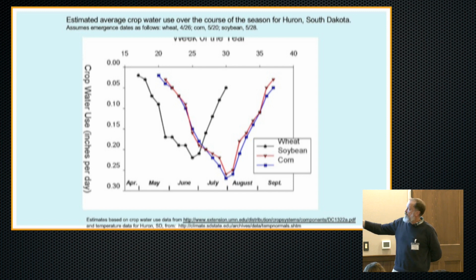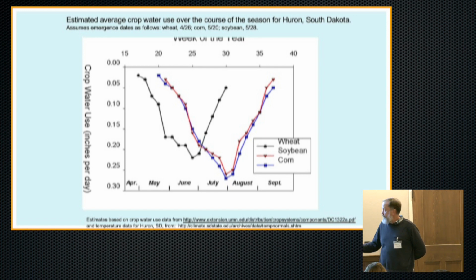Second thing is, how's my cropping pattern? How's it going to set me up for the next crop? So if the small grains end their life cycle early, that's conservative for saving soil moisture for the next year.